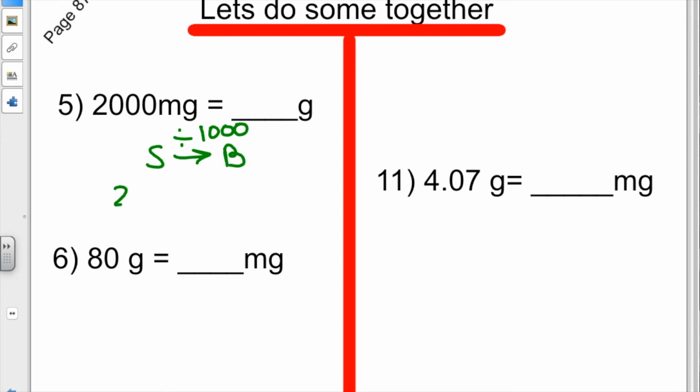So we have 2,000 divided by 1,000. Do this with me, boys and girls. All right. And what is 2,000 divided by 1,000? Yes, your answer is just 2.